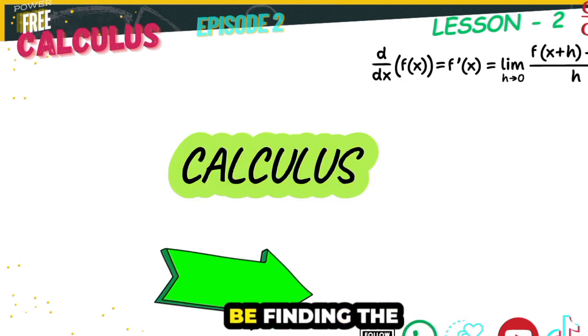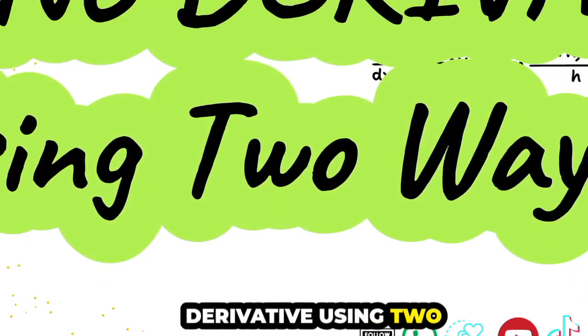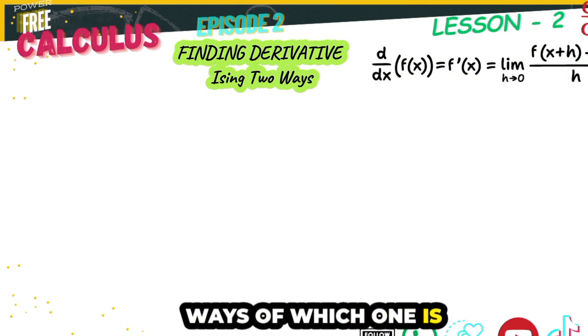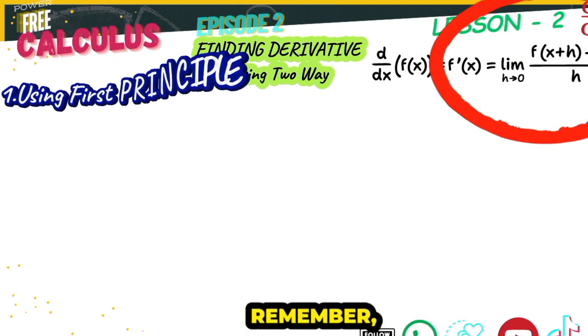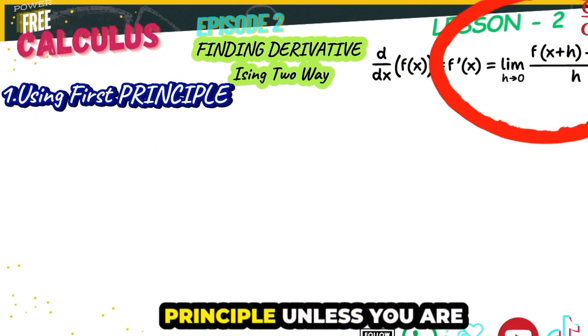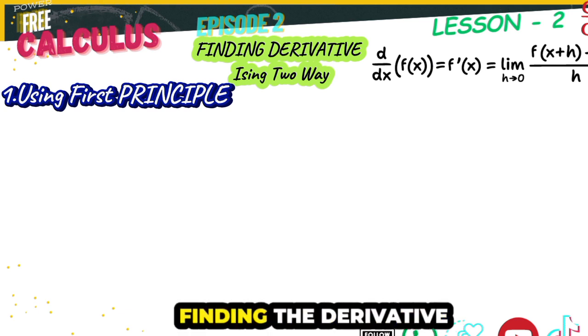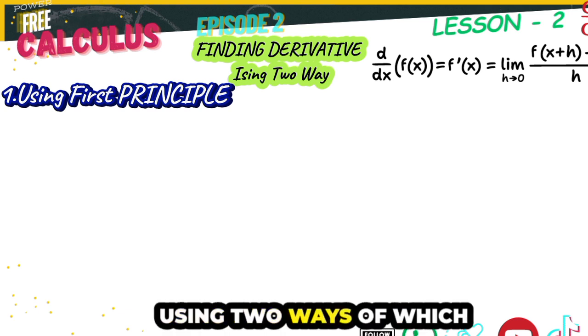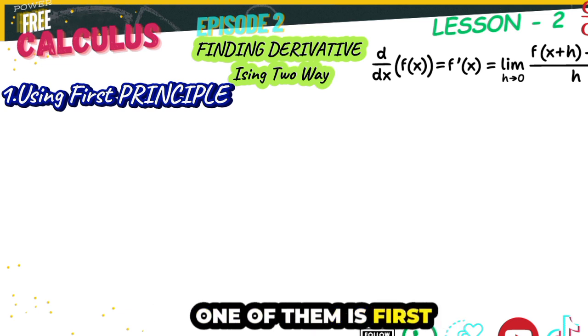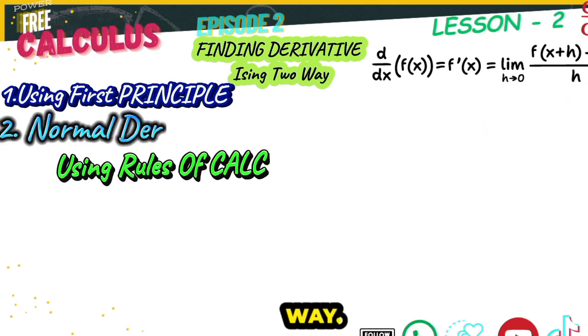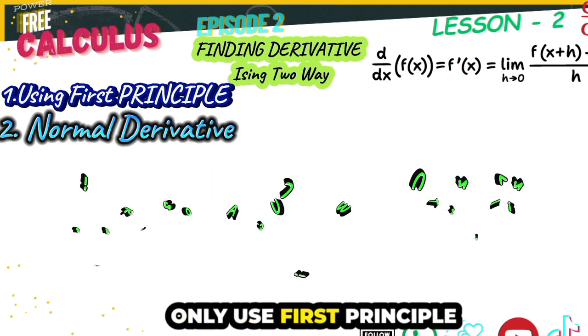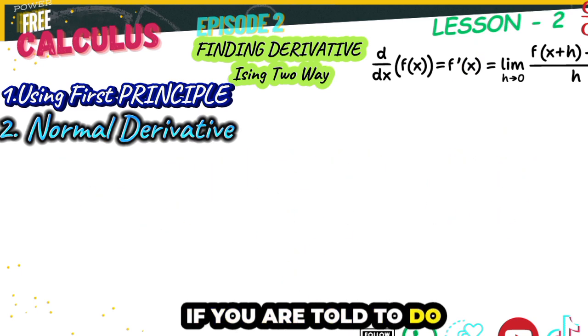So today we are going to be finding the derivative using two ways, of which one is first principle and the normal way. Remember, never ever use first principle unless you are told so. Only use first principle if you are told to do so.